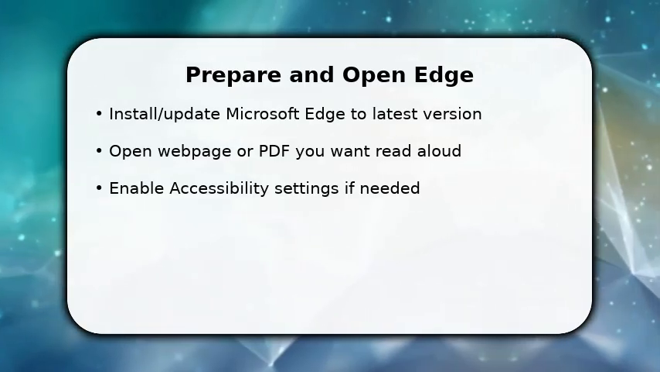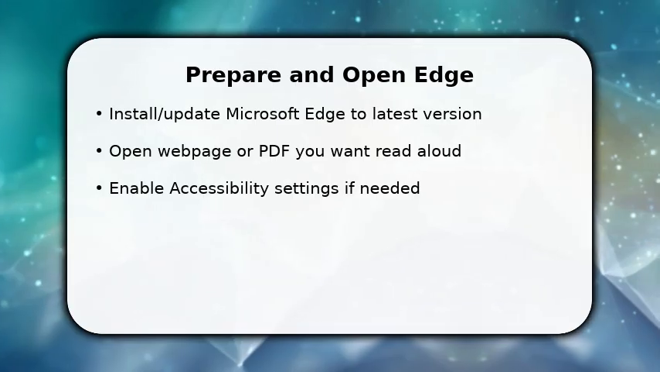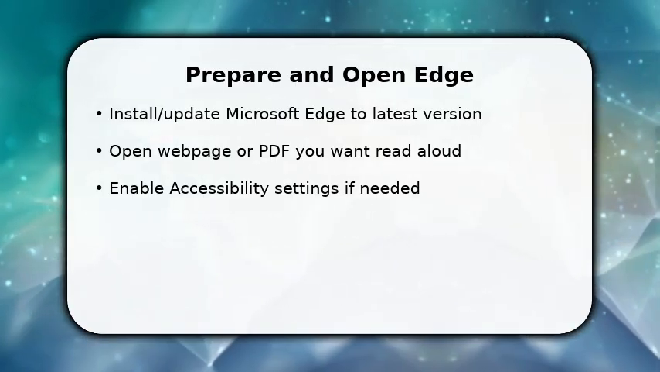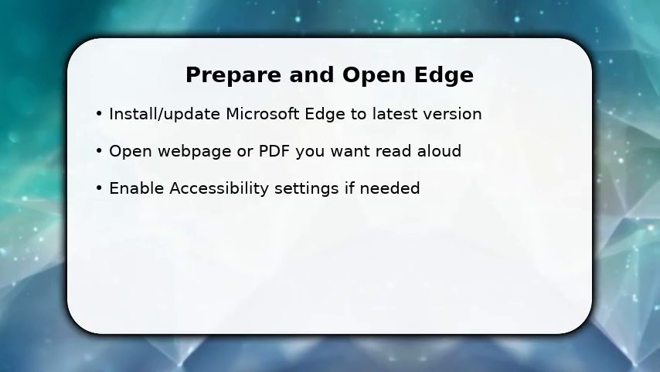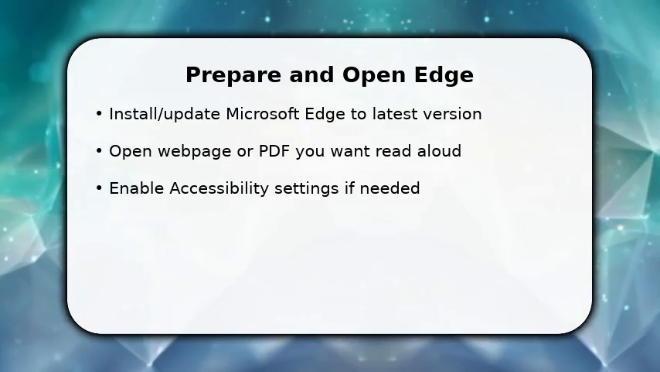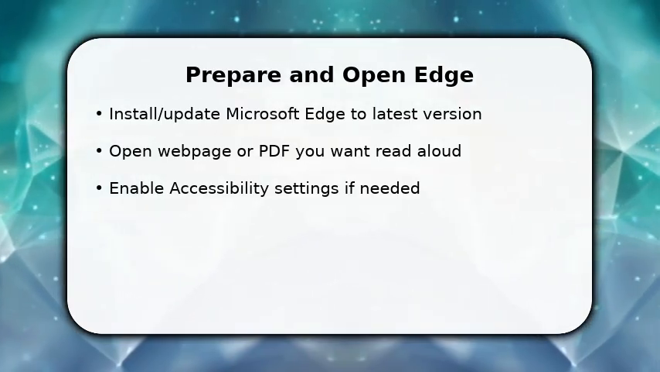Make sure the page content is selectable. If it's a protected PDF, allow permissions or open it in Edge's PDF viewer. These first actions put you directly into the reading mode quickly, so you can control voice and pace.